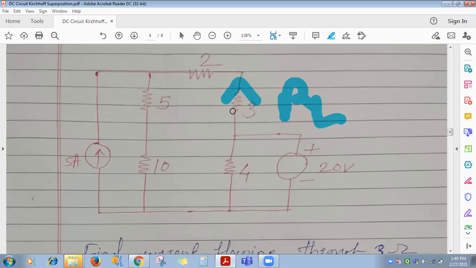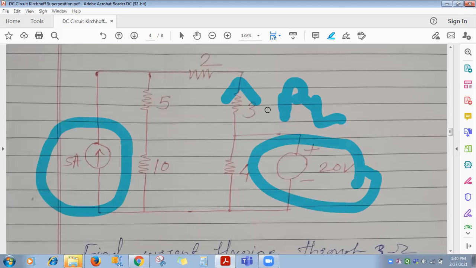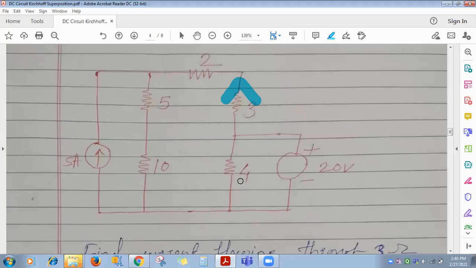Got it? Clear? So when all the sources are there, meaning the original circuit with 5 ampere and 20 volt, I am going to consider the current flowing through R_L as I_L, in the upward direction. Like this I am going to consider. This is the I_L I have denoted.